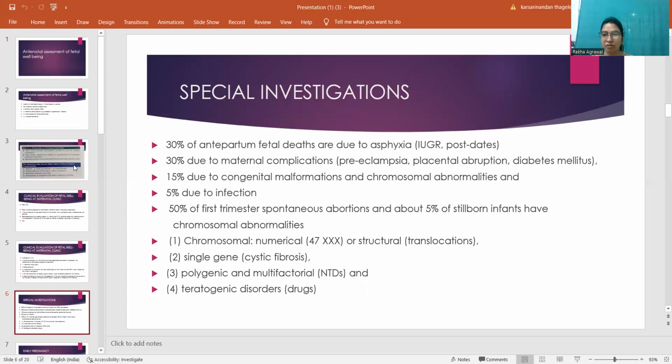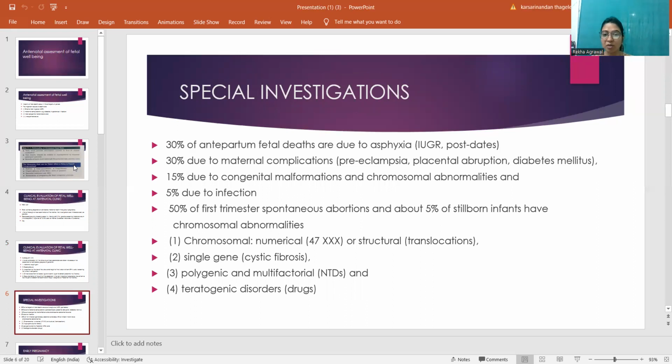Now comes the special investigations. 30% of the antepartum fetal deaths are due to asphyxia. And what are the reasons for the asphyxia? They are IUGR, post-dated pregnancy, or during the labor. 30% are due to maternal complications like PIH, placental abruption, diabetes mellitus. Then 15% are due to congenital malformations and chromosomal abnormalities, and 5% due to infection. 50% of first trimester spontaneous abortions, and 5% of stillborn infants, have chromosomal abnormalities.